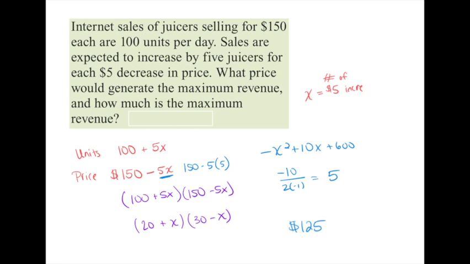All right. My number of sales is going to be 100 plus 5 times that number of increases that I did. So my sales are actually going to go up to 125. If I try to figure out what I made, well, I'm going to take what I'm selling it for times how many I sold, and I'm going to get how much I made.